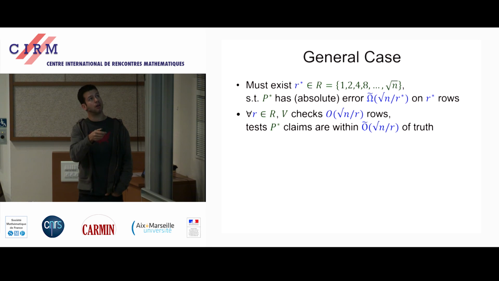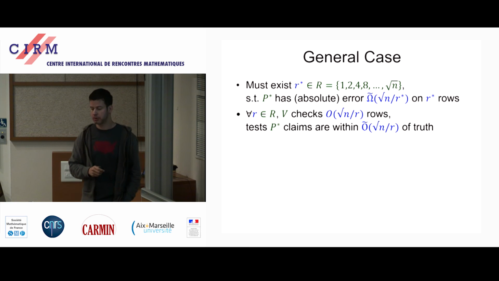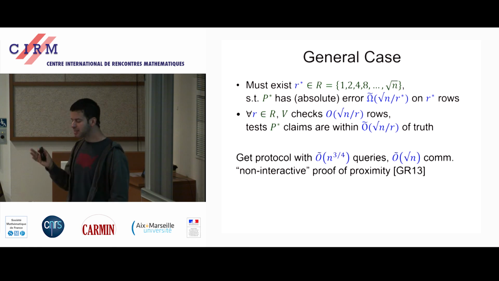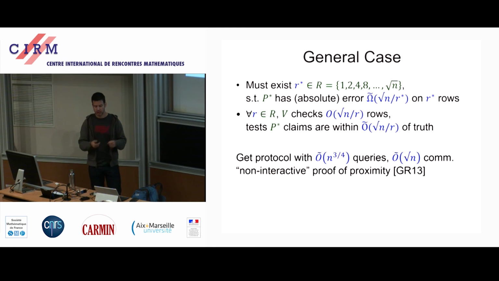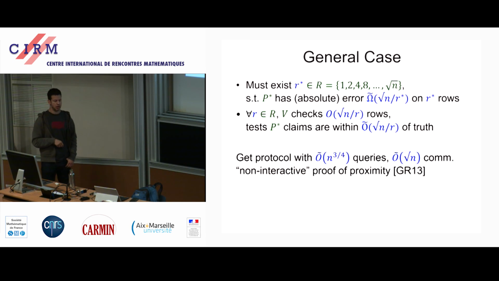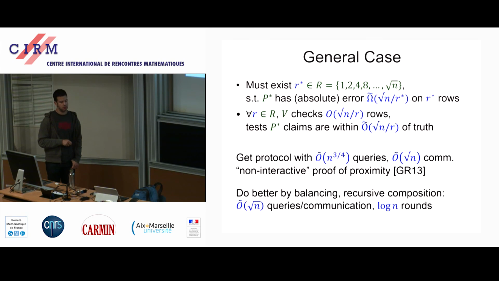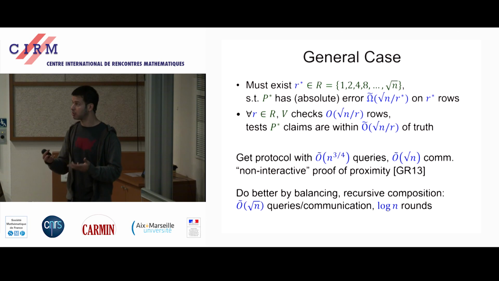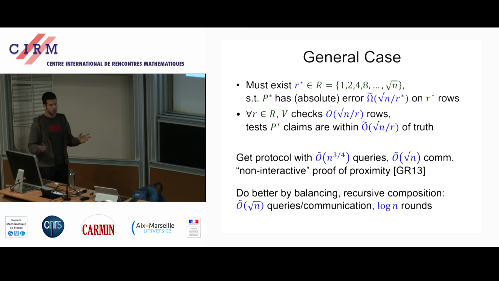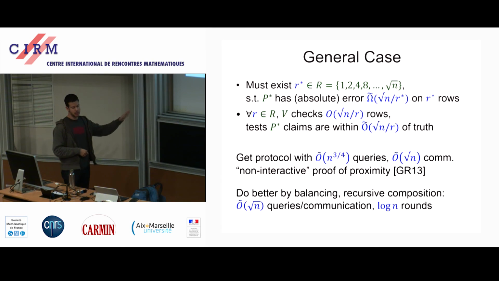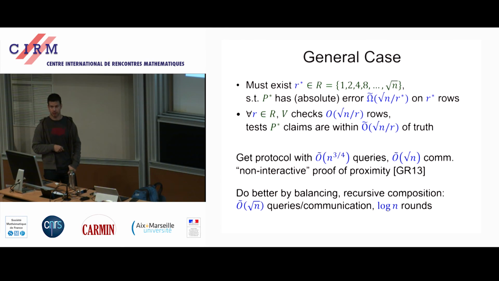And for each of those, we're going to choose root n over r of the rows to guarantee that we get at least one of the rows that the prover is cheating on, and we're going to run the appropriate probabilistic test. On its own, as I told you, this doesn't quite work out to root n. It gives you a protocol with n to the 3/4 queries and root n communication. You can do better by recursing instead of actually doing the heavy tests: instead of reading the bits by brute force, you run a more efficient protocol. Using more interaction, that gets you down to root n queries and communication.